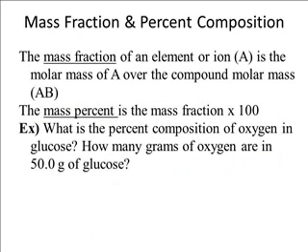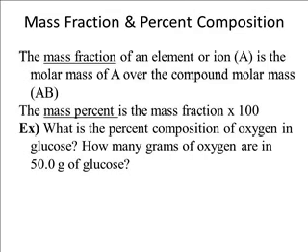Finally, the last thing we're going to look at is how to use mass fractions in percent composition. A mass fraction is simply a fraction of the masses. So if I want to know the mass of an element or ion within a compound, then I simply will put part over total, so that the element mass, we'll call it A, over the compound mass, we'll call it AB, is expressed using molar masses. The mass percent is nothing more than the mass fraction multiplied by 100.